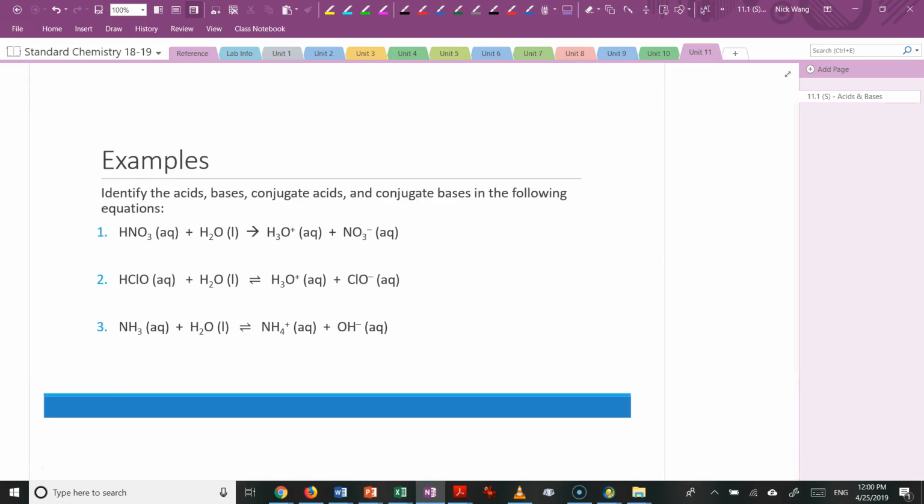So here are some other examples. I've given you 3 reactions. You're being asked to identify the acid, the base, and then the conjugate acid and the conjugate base in the following ones. I'll go and start you off on the first one.